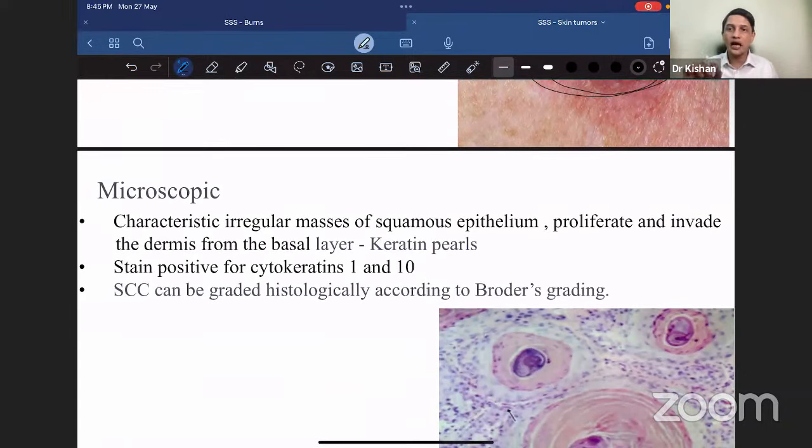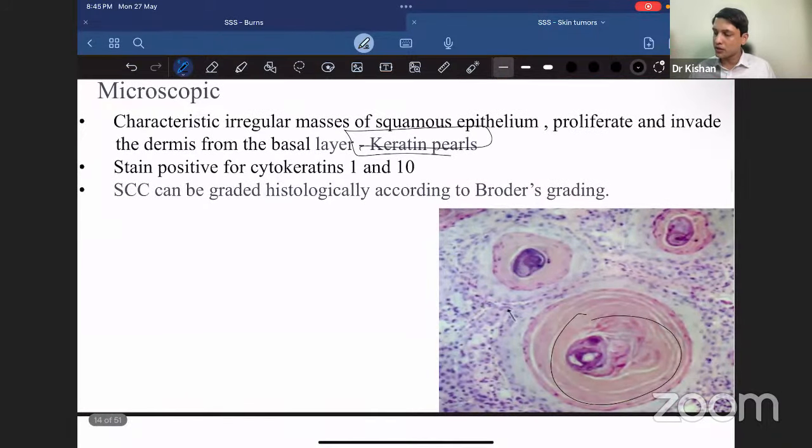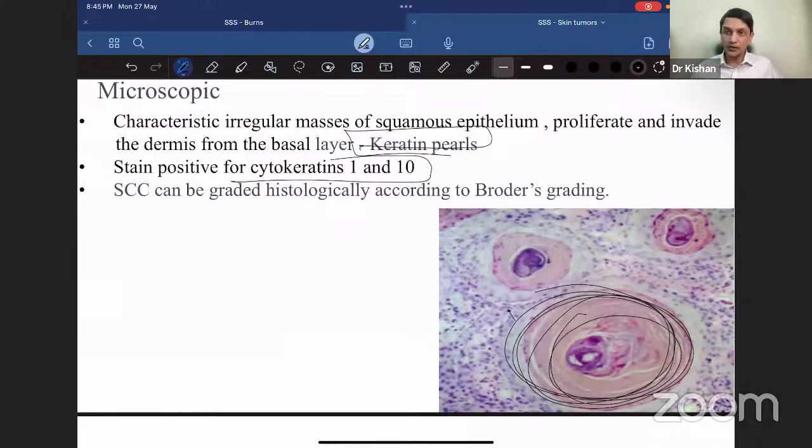Microscopically, if SCC is asked, you must write one point they're expecting in your answer, that is keratin pearls. Keratin deposition in the middle, surrounding which there is an onion peel like appearance, okay. This is called keratin pearls, or epithelial pearls. They stain positive for cytokeratin 1 and 10, I already told you. And depending on these keratin pearls, we have a grading system called Broders grading. To tell the prognosis of the tumor, we use this Broders grading.